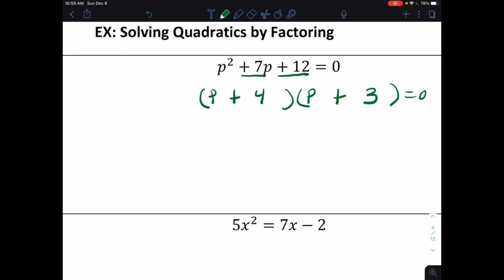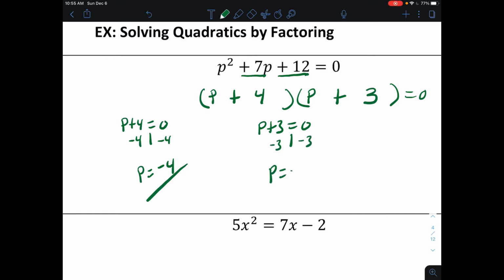Now from here, what you're going to do is you're going to take each factor, like p plus 4 and p plus 3, I'm going to take each individual factor and set it equal to 0. So I'd have p plus 4 is equal to 0, and I'm going to have p plus 3 is equal to 0. And then you solve these two little math problems here for p. So for one of them, I'd minus 4 from both sides. That's going to give me p is equal to negative 4. And then for the other one, I'll minus a 3 to both sides here, and that's going to give me p is equal to negative 3. So the two values we have for p are negative 4 and negative 3.